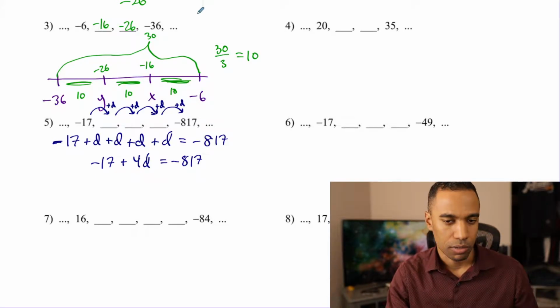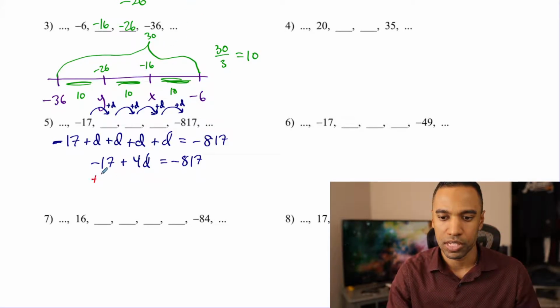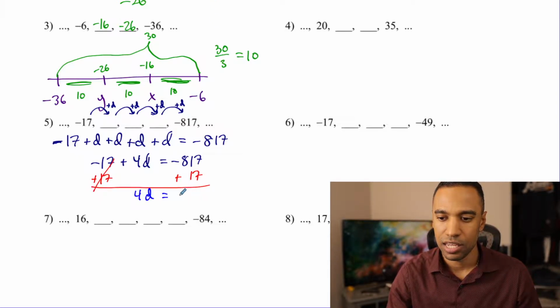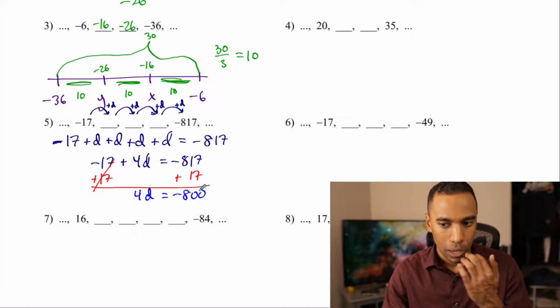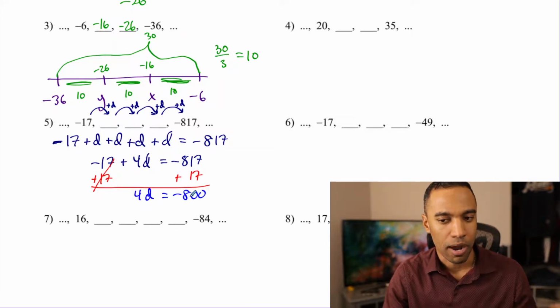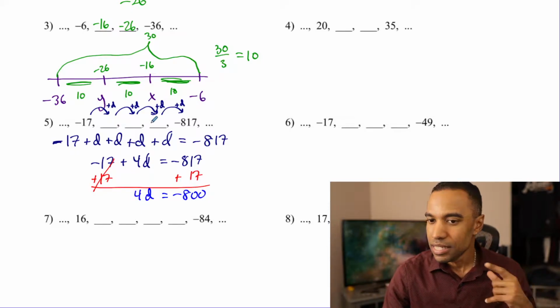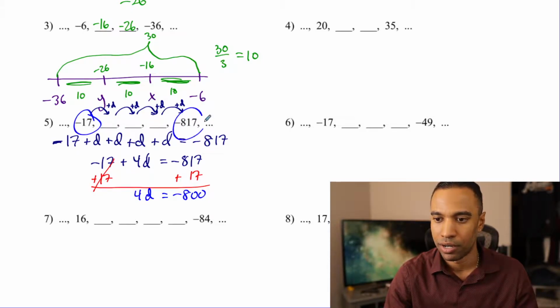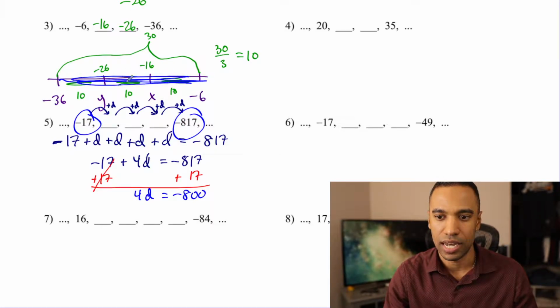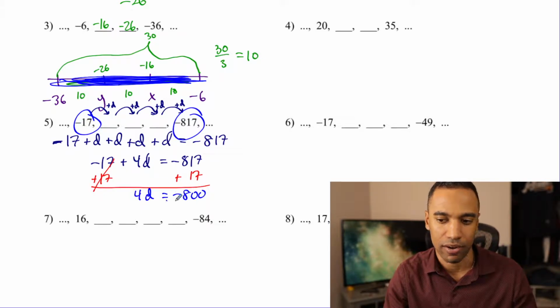What I'm going to do in terms of solving for d is add 17 to both sides here. -17 plus 17 is 0, and I get 4d equals -800. Okay, see if you can get that tie-in here. What is -800, or positive 800? Well, that's the distance between this number and this number. So when you consider what we did in the last problem, the distance between -6 and -36 was 30. I'm doing the same thing right here algebraically.